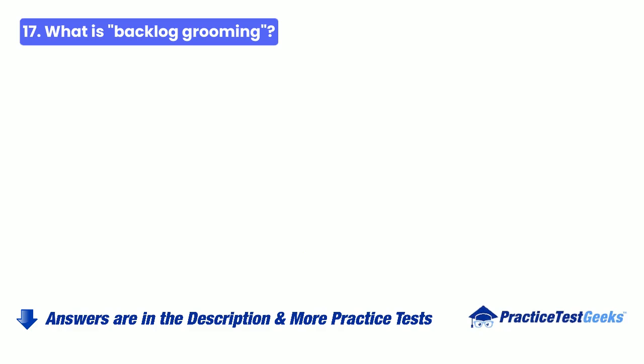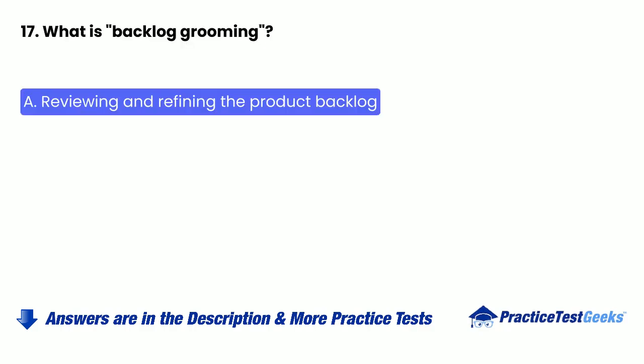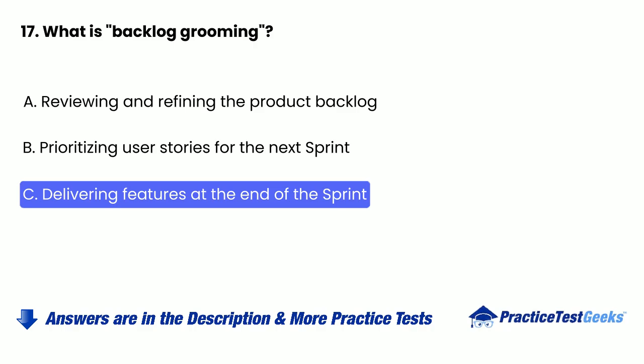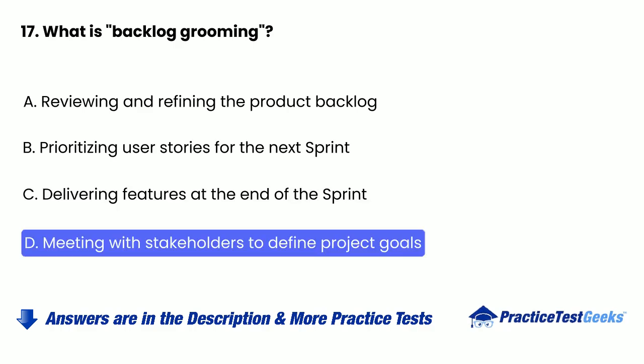(17) What is backlog grooming? A. Reviewing and refining the product backlog. B. Prioritizing user stories for the next sprint. C. Delivering features at the end of the sprint. D. Meeting with stakeholders to define project goals.